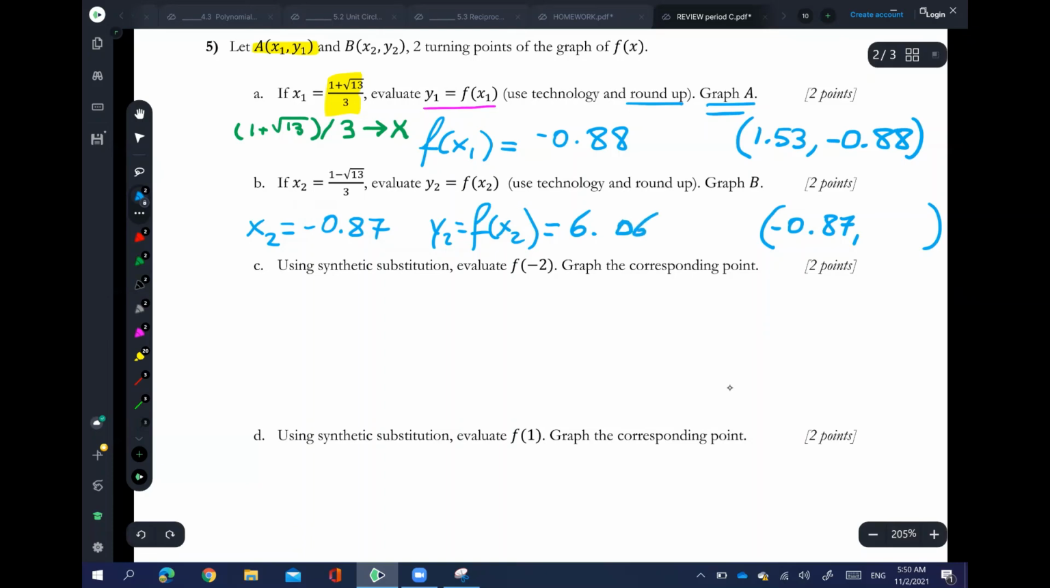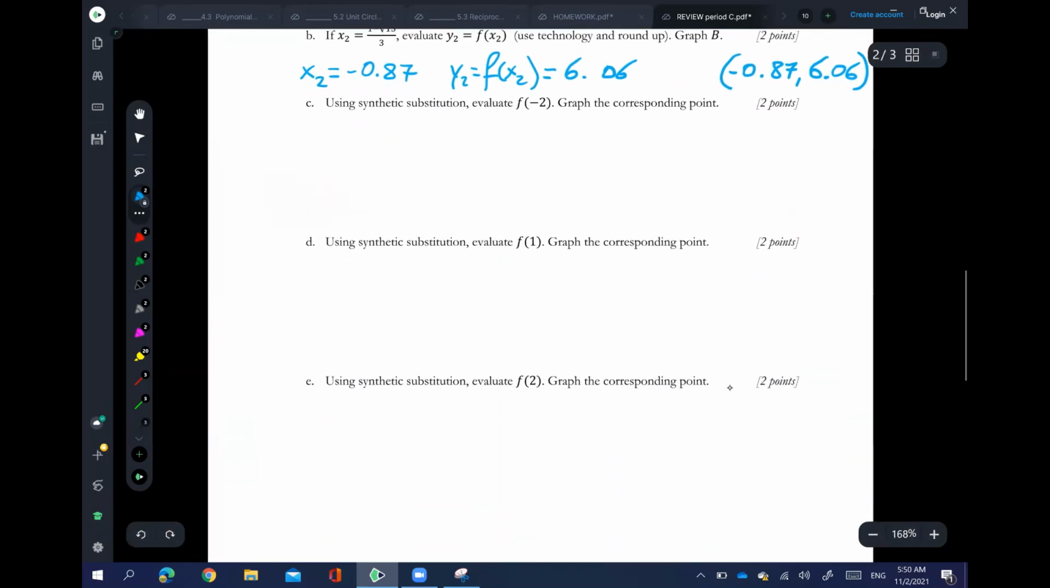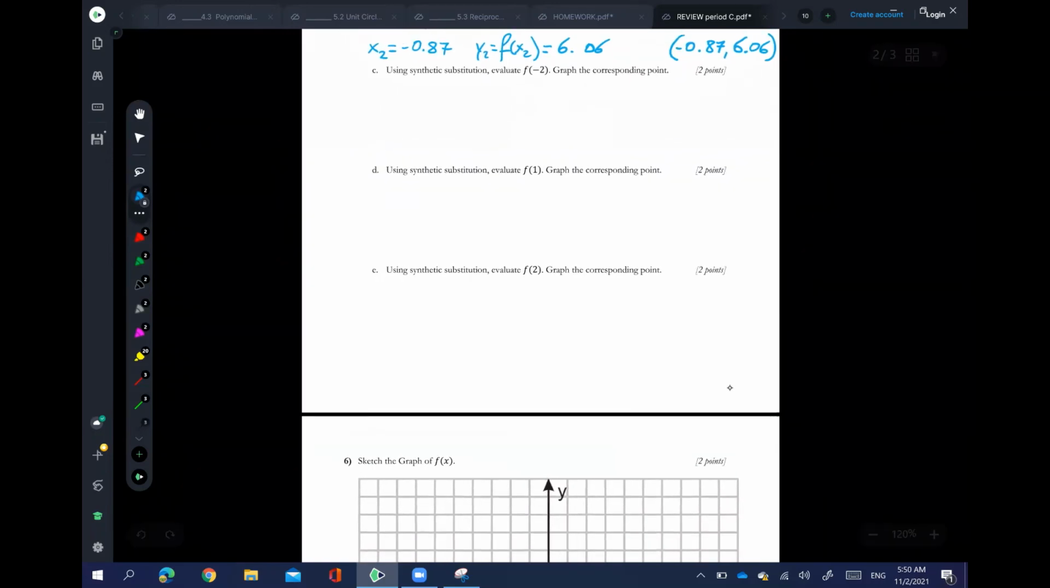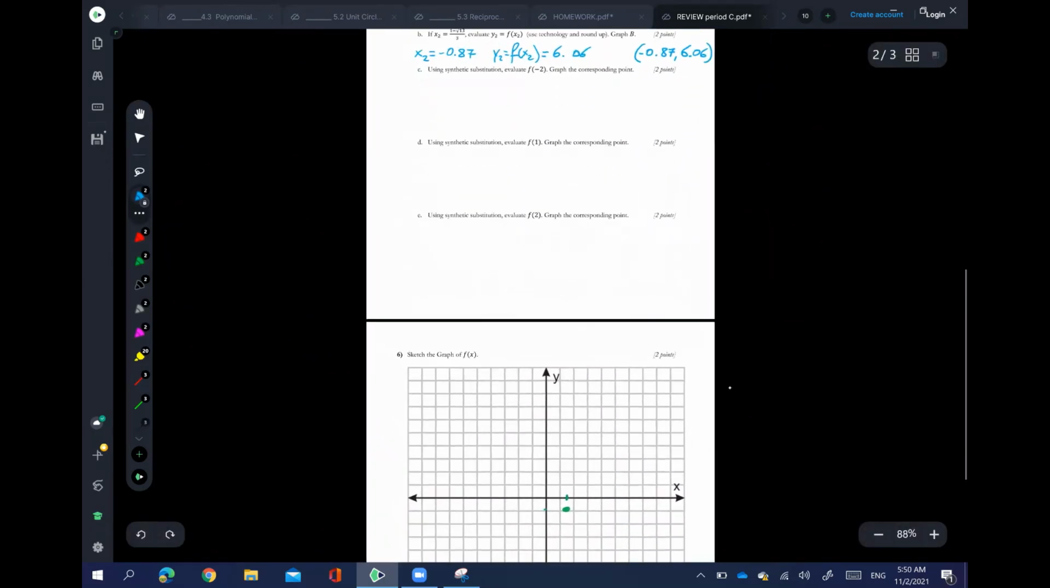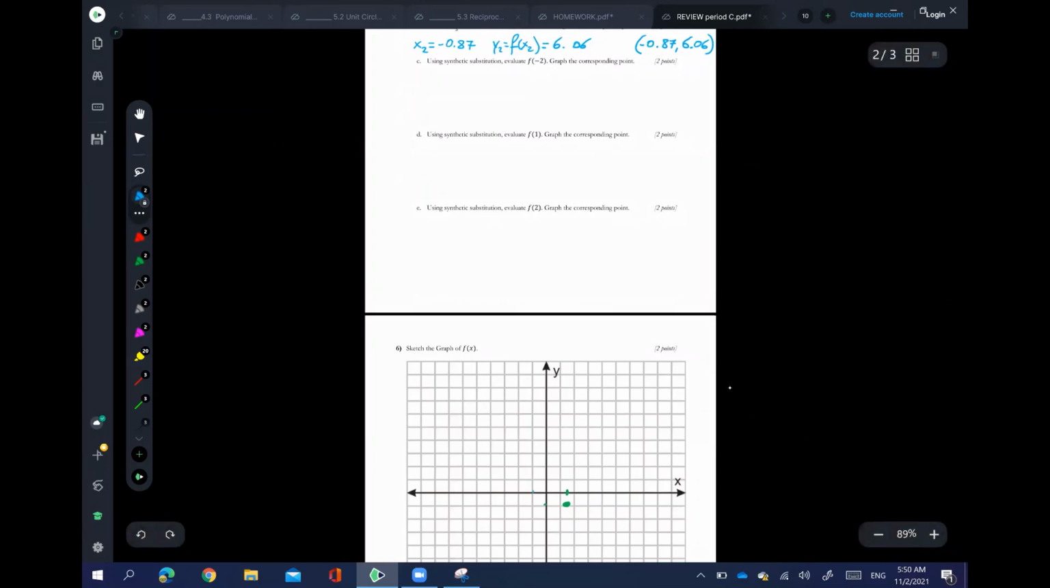So please practice with the calculator for that review to make sure you have that down and know how to use the calculator. Okay, so my second turning point would be negative 0.87, so roughly here, and 6, 1, 2, 3, 4, 5, 6 is going to be roughly here. The goal is just to have a decent sketch of the graph, okay?